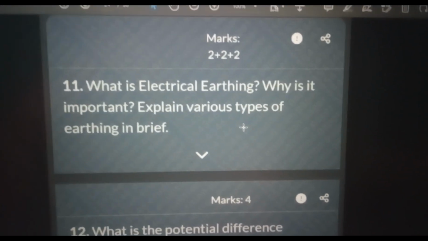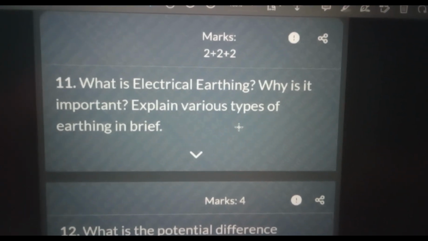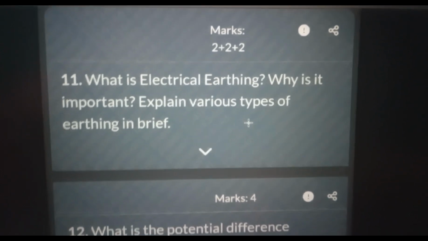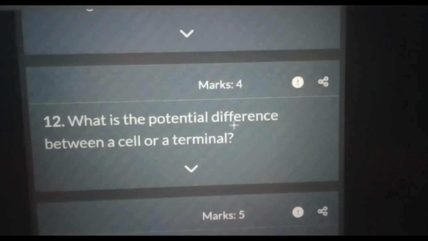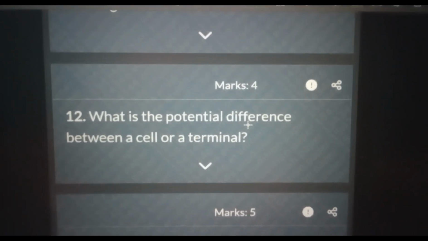Number 11. What is electrical earthing? Why is it important? Explain various types of earthing in brief. Number 12. What is the potential difference between a cell terminal?